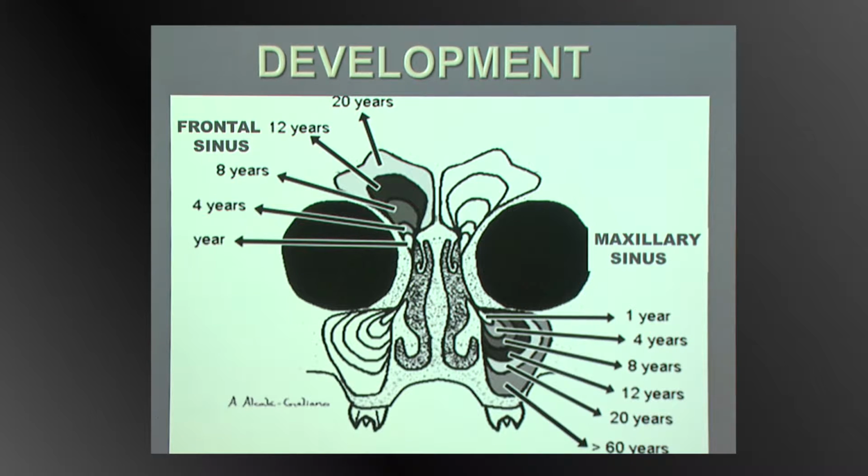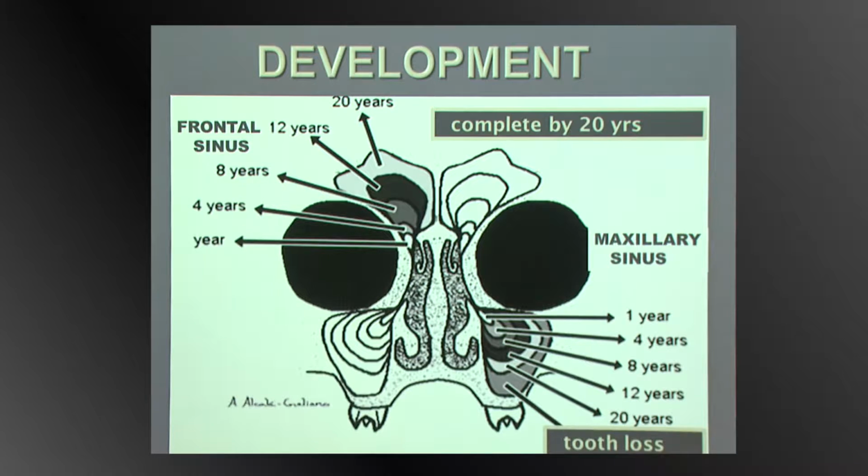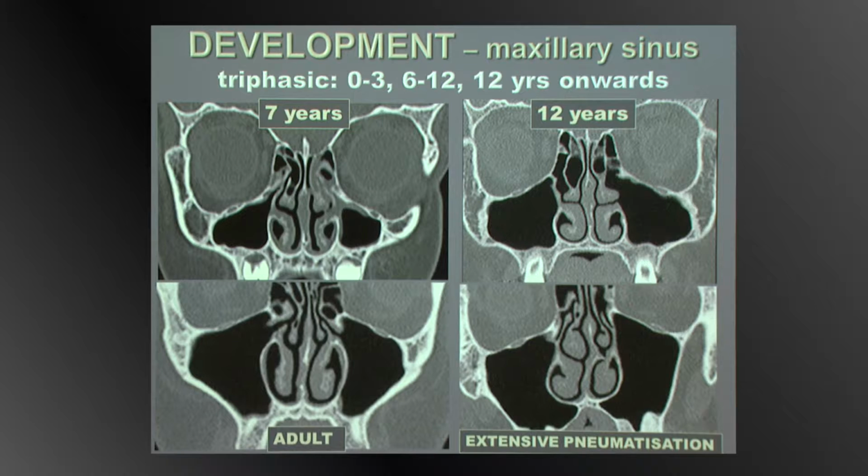Now, some of this will be repetition of what Gavin's shown already today, but it doesn't do any harm. And it will just reinforce some of the points. So your sinuses develop principally from in utero to about 20 years, although your maxillary sinus can carry on expanding depending on the number of teeth that you have lost. As you lose molars, your sinus will expand. So it's basically complete by 20 years, apart from tooth loss in the maxilla.